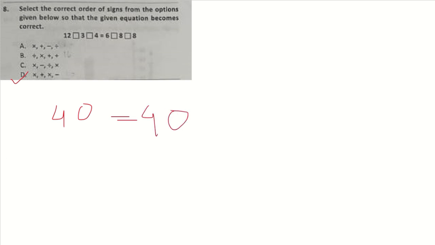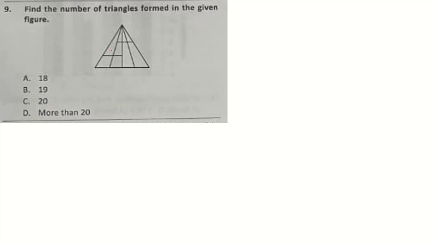Find the number of triangles formed in the given figure. So to make this easier for those who haven't done this topic before, let's name each of these triangles. So let's name this small one A, this B, this C, this D. This figure is not a triangle, this is not a triangle. I'm naming this figure E, F, G, H, I.